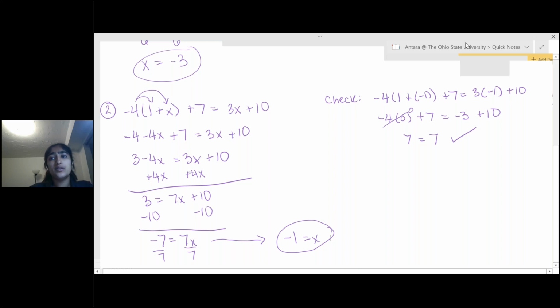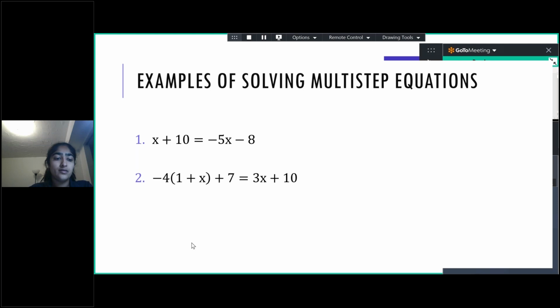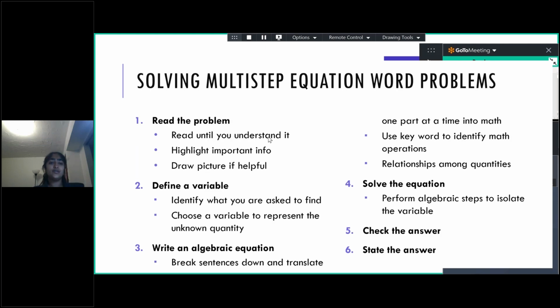So I'm just going to return to my PowerPoint. And here we're going to look at using these multi-step equations, but for word problems. This is a little bit of a breakdown of the steps you need to take for these word problems. So first of all, of course, reading the word problem.